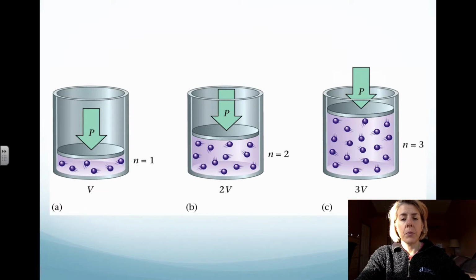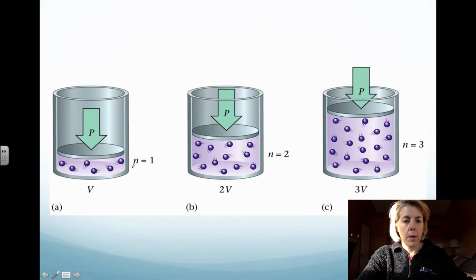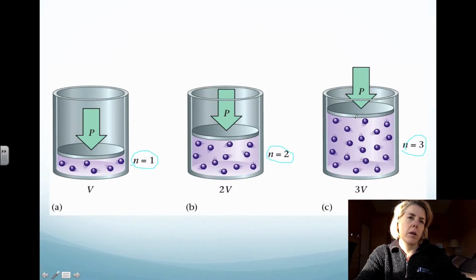Here we have 3 containers, and with each container we have an increase in the amount. Here we have 1 mole, here 2 moles, here 3 moles. As you increase the amount, notice that the pressure increases. That makes sense because more atoms or molecules are pressing on the sides of the container, increasing the pressure. Notice too that you also triple the volume if you triple the moles of gas.